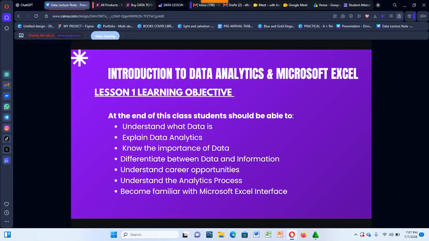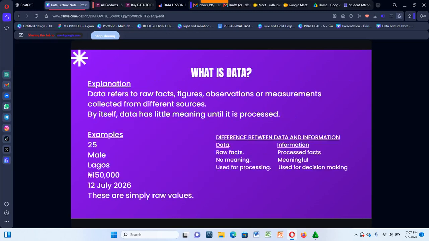Okay, moving forward in what we have today. The first question is, what is data? It's just a question to us. What is data? Data simply refers to raw facts, figures, observations, or measurements collected from different sources.